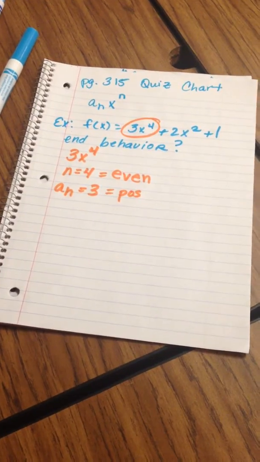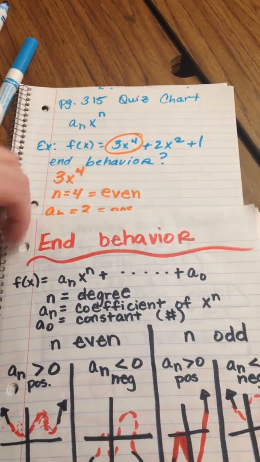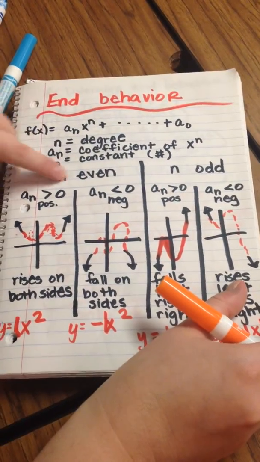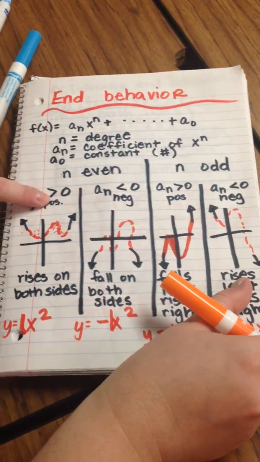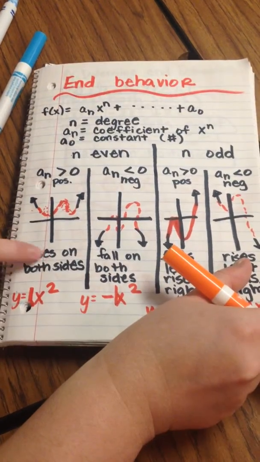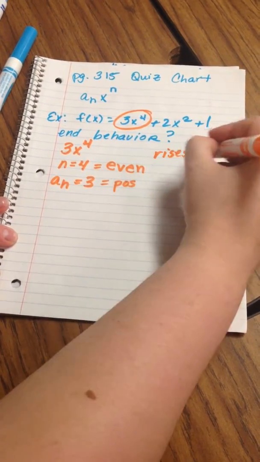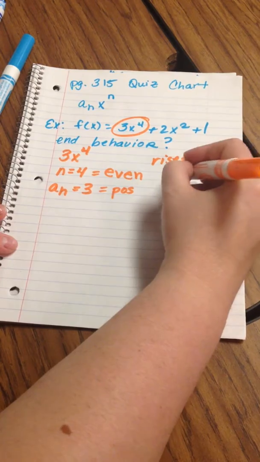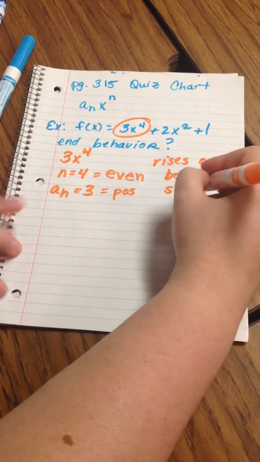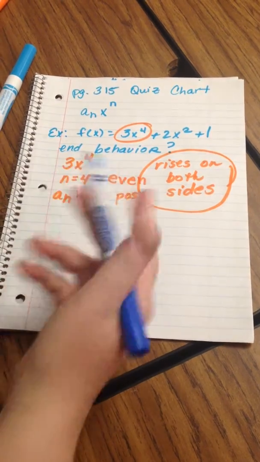So now we just have to look at the chart again and look at the picture. When n is even and a sub n is positive, my graph looks like this on the ends, or it rises on both sides. So the answer would be this one, rises on both sides. It's not that hard. The hardest part is remembering that chart, and I'm not going to give it to you on the test, so you have to memorize it.